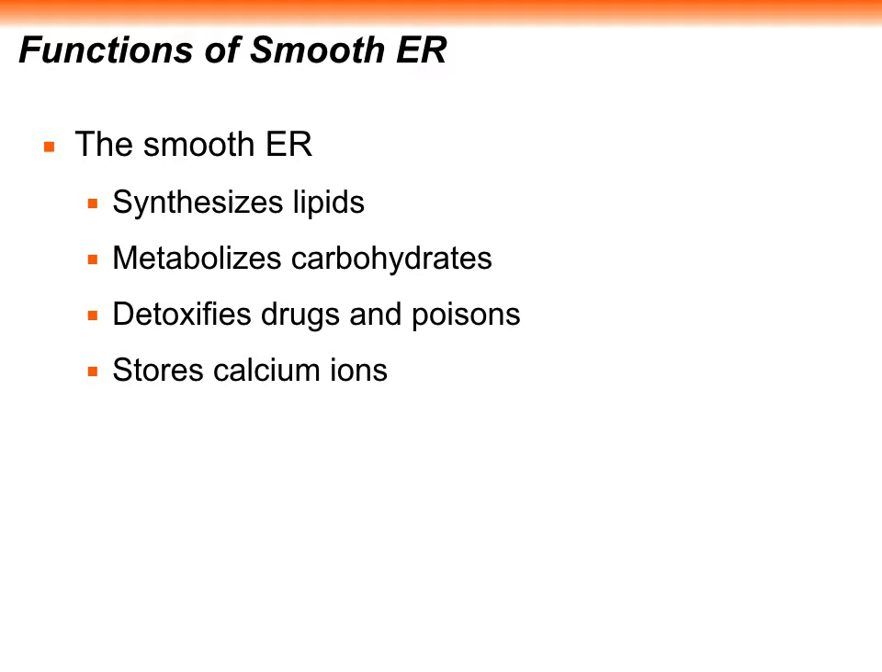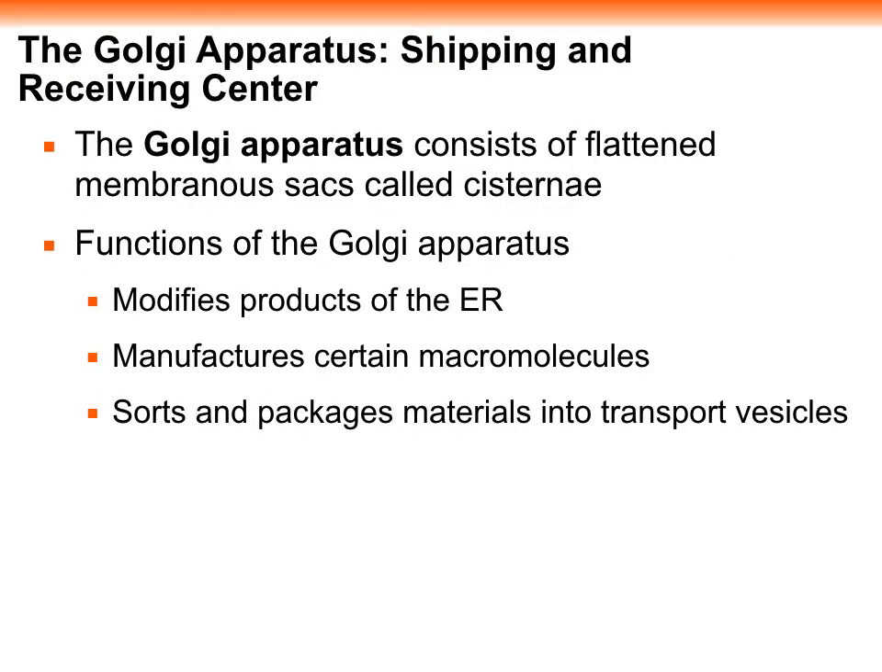It consists of flattened membranous sacs called cisternae, and its function is to modify the products of the endoplasmic reticulum, where the products just came from, which makes sense. It's going to modify what it just received from the endoplasmic reticulum. It can also manufacture certain macromolecules, and it's sort of like a mailroom or a post office. It sorts and packages materials into these little envelopes called transport vesicles. In summary, the Golgi complex sorts proteins from lipids and packages them into these transport vesicles.